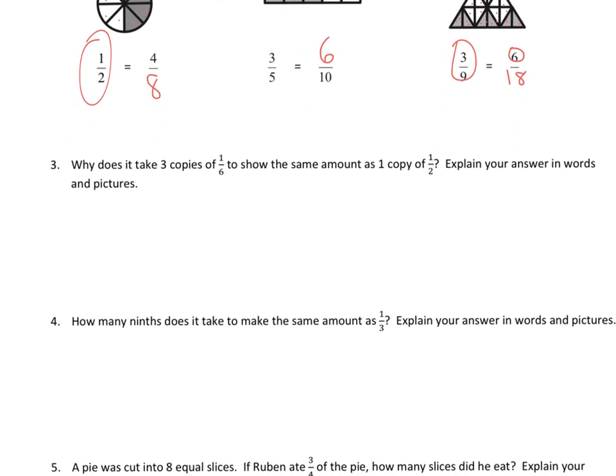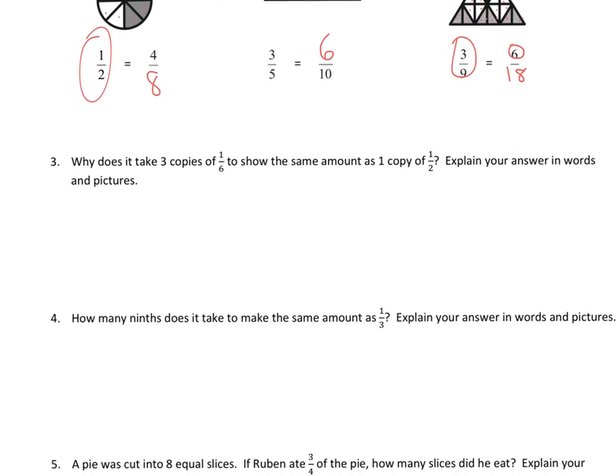If we take a look at 3, it states, why does it take 3 copies of 1/6 to show the same amount as 1 copy of 1/2? Explain your answer in words and pictures. So immediately I'm going to draw. And my wholes are going to be the same amount. And I see I have 1 copy of 1/2. So I'll shade that. That's my 1/2.